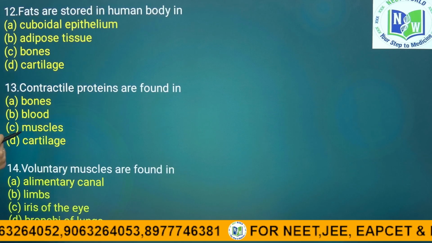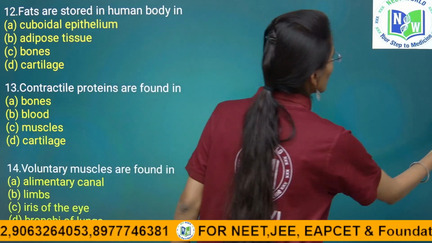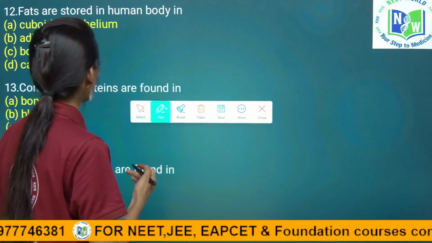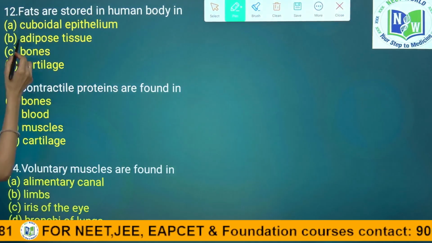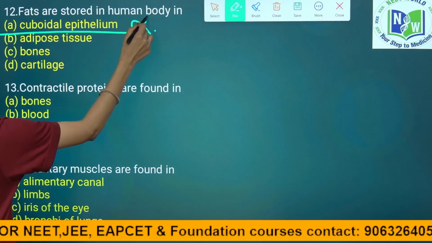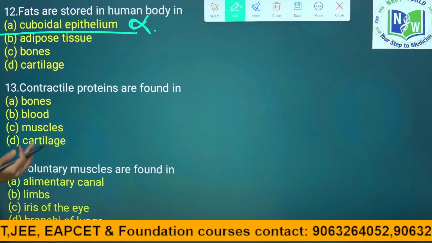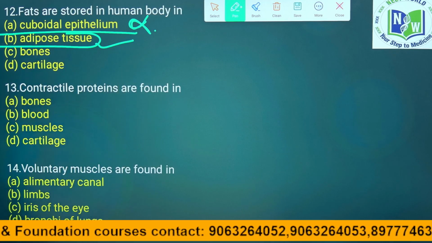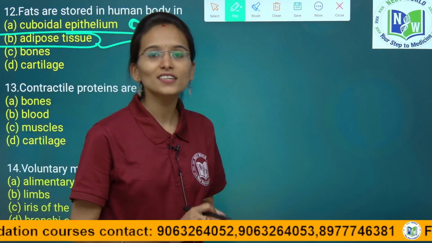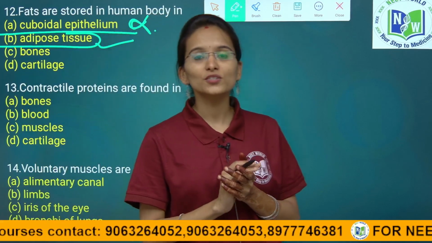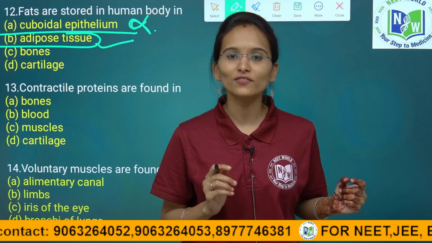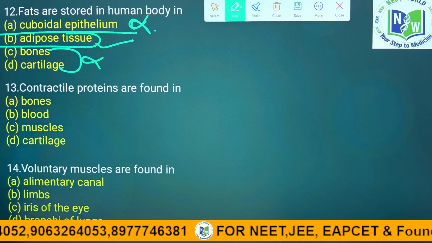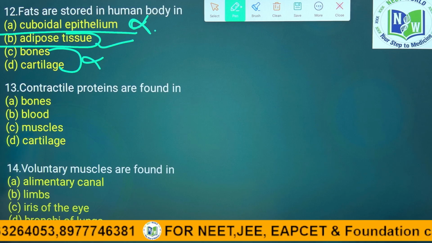Fats are stored in the human body in. What is the specialized tissue to store the fats? Look into the options. Cuboidal epithelium, wrong option. This is going to come under the epithelial tissues. And next, coming towards the adipose tissue, this will be the right option. The adipocytes are the cells present inside the adipose tissue. These are especially meant for storage of the fats. Next, bones and cartilage are irrelevant options. They are not involved in storage of the fats.